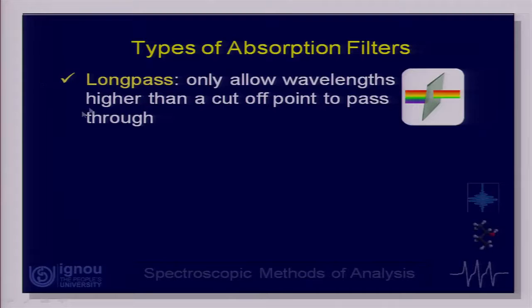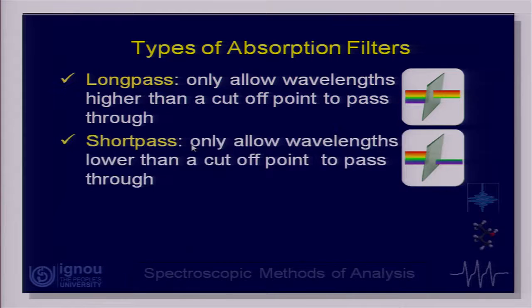Now, as I just said, we can use a combination of filters to get a narrow range of wavelengths. On this basis, we find that there are three types of absorption filters possible. One is called the long pass absorption filter. As the name suggests, it allows radiation of long wavelength to pass through. Suppose this is my filter. I am passing all this radiation from lower wavelength to this one. When this radiation passes through, it cuts off wavelengths of a certain wavelength and below, and allows wavelengths above this to pass through. That means it allows wavelengths higher than a cutoff point to pass through.